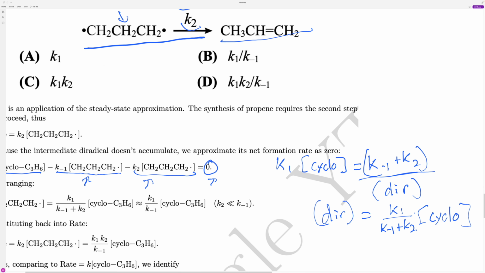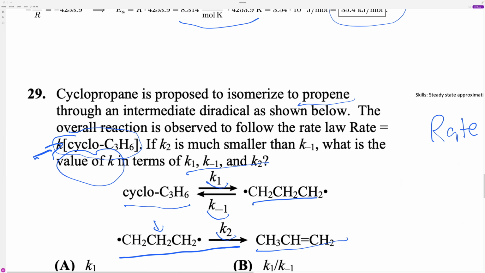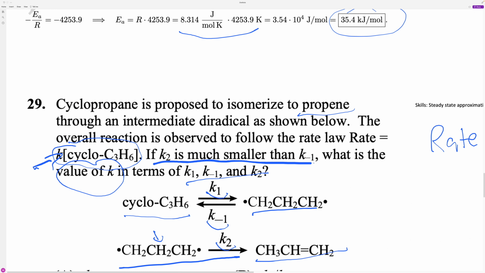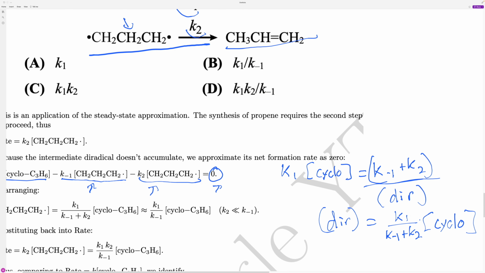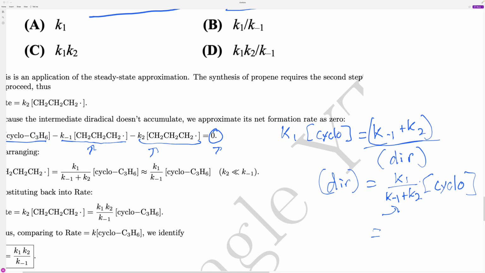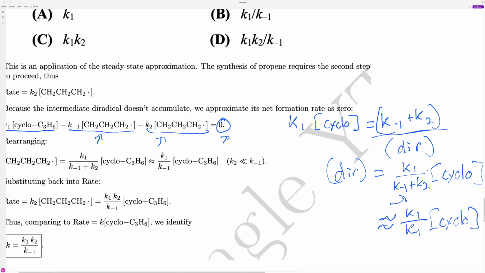And here's where we apply another approximation. So in the problem, it says that K2 is much smaller than K-1. So if you notice here in our denominator, we have both K-1 and K2. However, K2 is much smaller, so we can essentially say that this is approximately equal to K1 over K-1 times the concentration of cyclo. And from here, we're going to substitute this back into our initial rate.